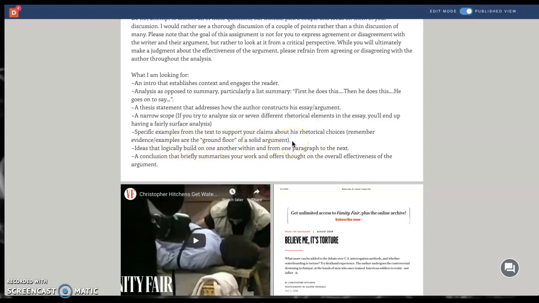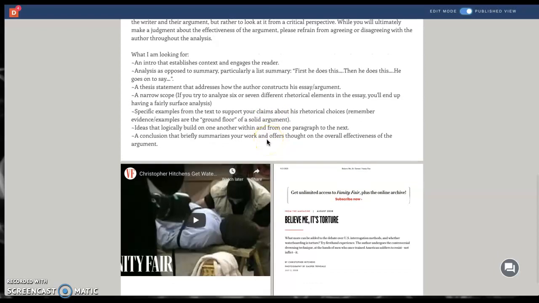Since you are only pulling from the Hitchens essay itself, you don't necessarily need to put page numbers in there, but if you would like to do that as an early practice with MLA citation, you can, but it is not a requirement. The only time you would have to have citations is if, at this point, you brought outside information into this as well. And I would probably suggest for this paper, I'm much more interested in what you have to say than pulling in sources from outside as well. So I'd probably say not do that. The ideas logically build from one to another within and from one paragraph to the next.